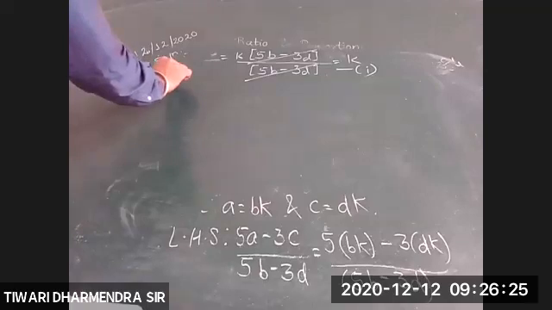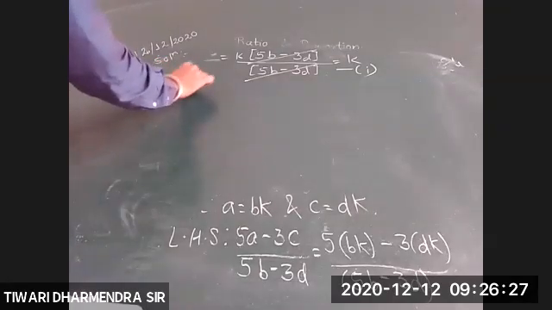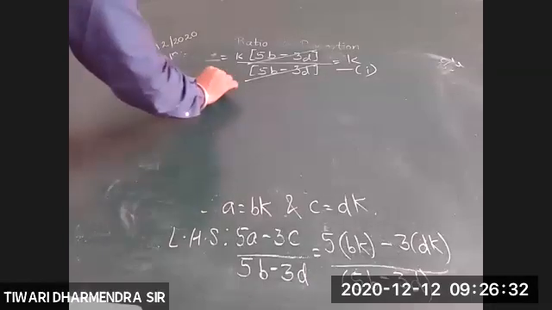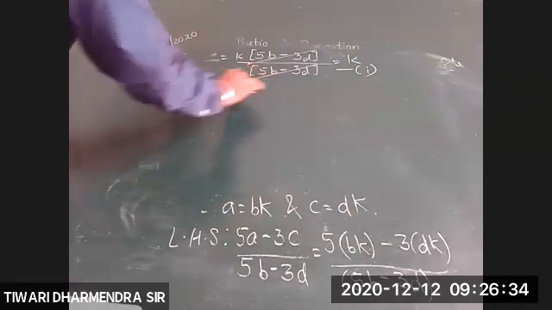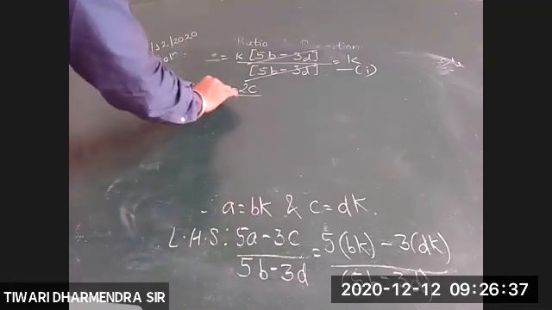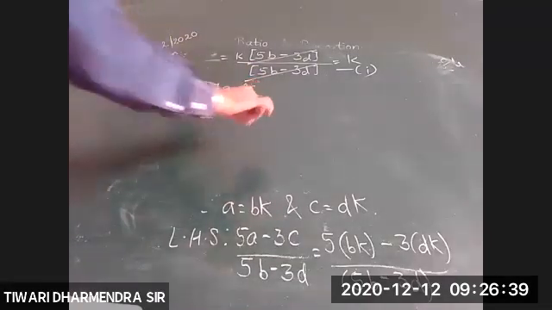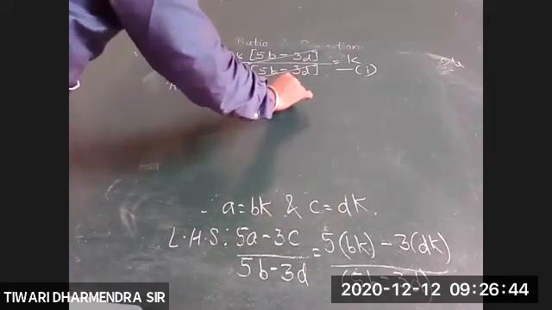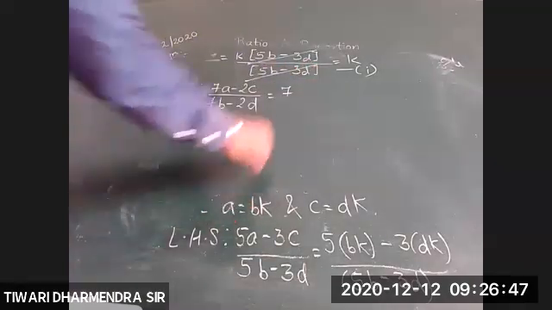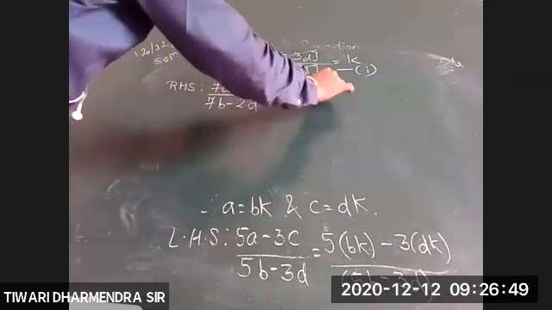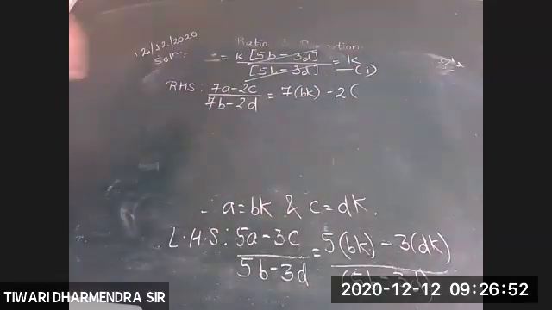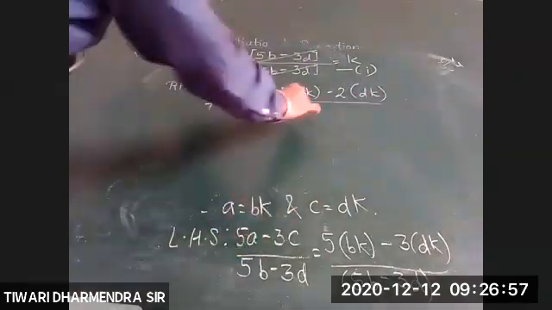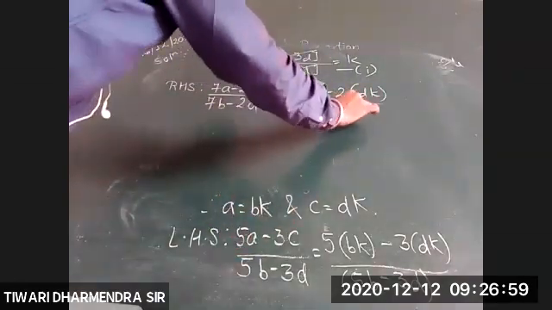Now, the right hand side. Right hand side is 7a minus 2c divided by 7b minus 2d. What is the value of a? A is bk. Minus 2, what is the value of c? Value of c is dk, divided by 7b minus 2d.